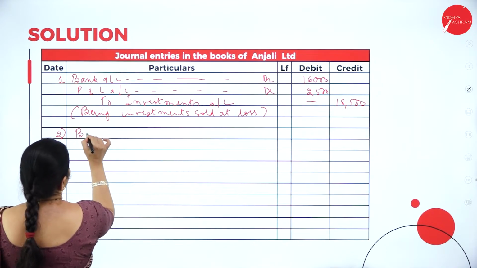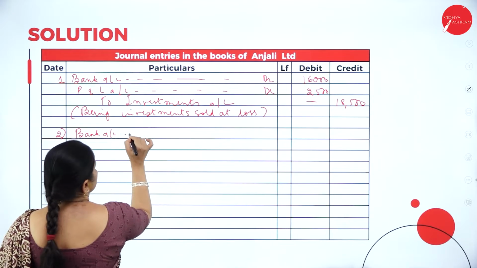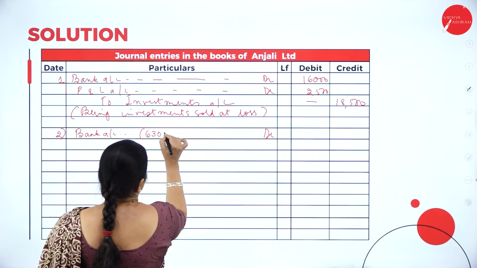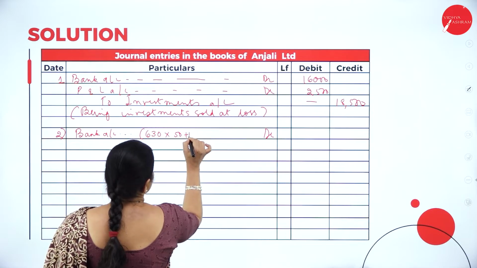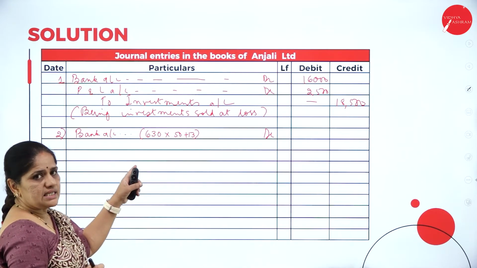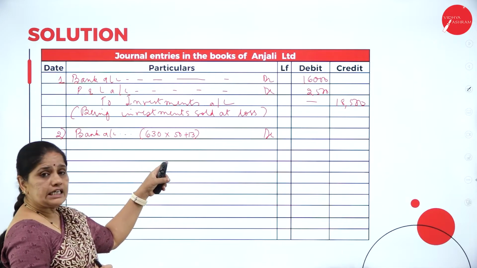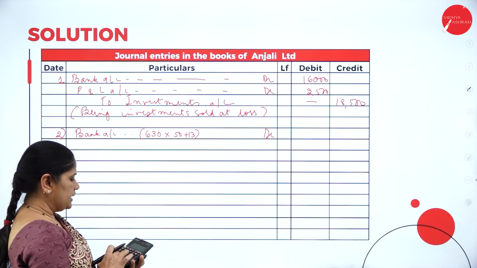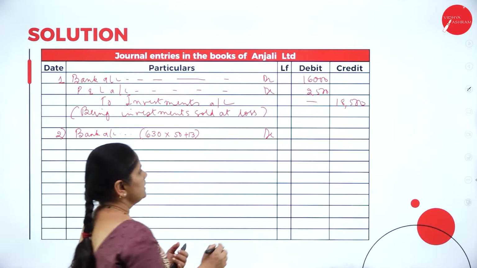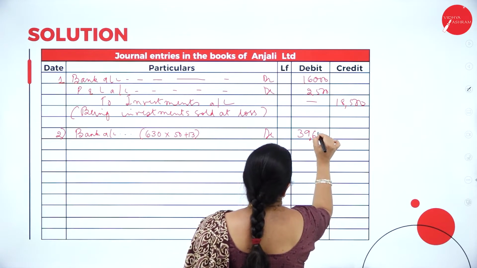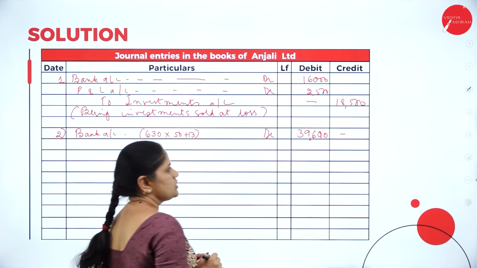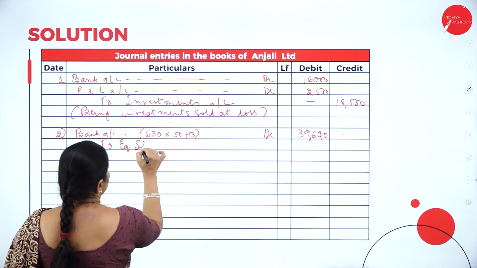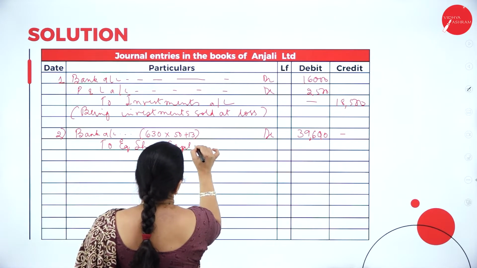So I write bank account debit, 630 into 50 plus 13. So 50 rupees is the value of each share and 13 rupees is the premium. So 630 into 63, that will be 39,690 rupees. This is inclusive of the premium.